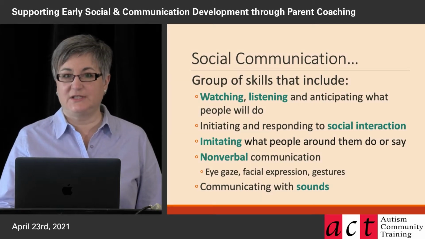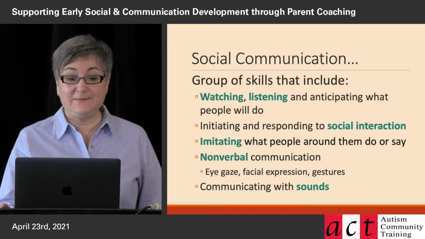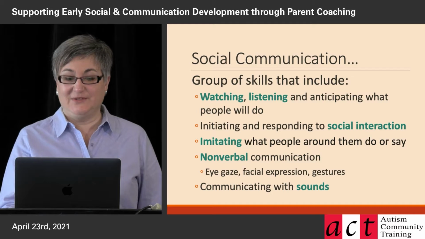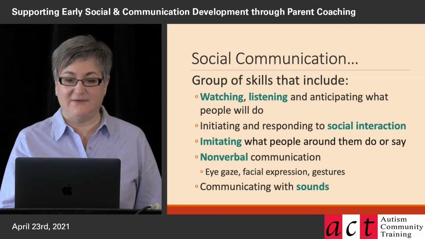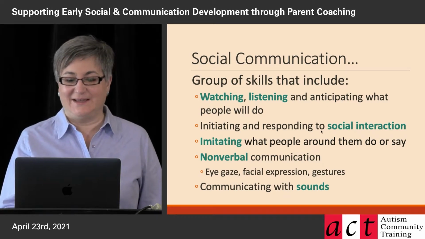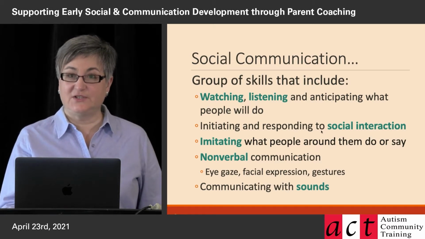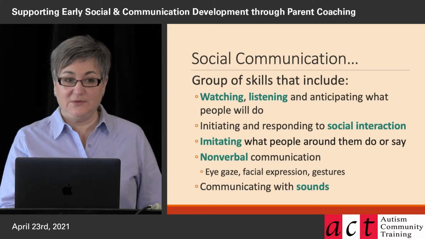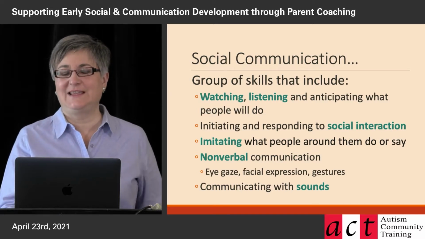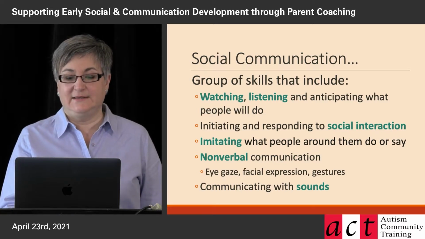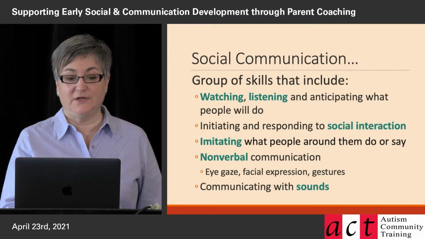Social communication is a group of skills that include watching, listening, and anticipating what people will do. Young children are observing and starting to predict what might happen in routines in their life and what people might do at bath time or when they're singing with their parent. They're also engaging in social interaction with people, responding to it, for instance, if somebody calls their name, or initiating it, running to the door when they hear dad coming home from work. They're also imitating what people around them are doing and saying, and this is very important for learning.